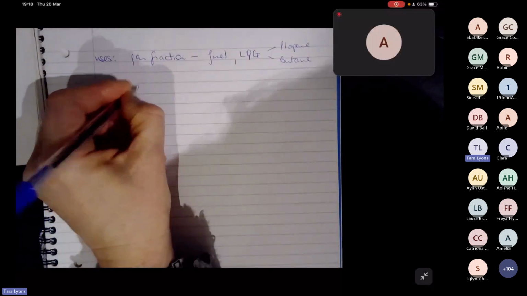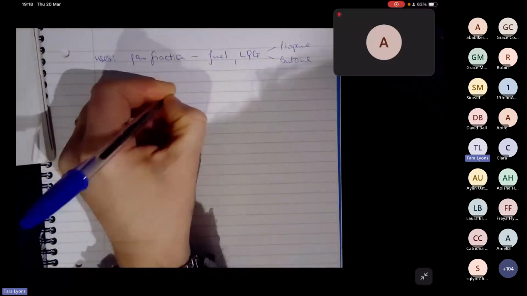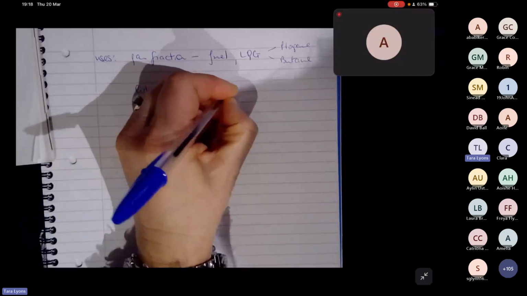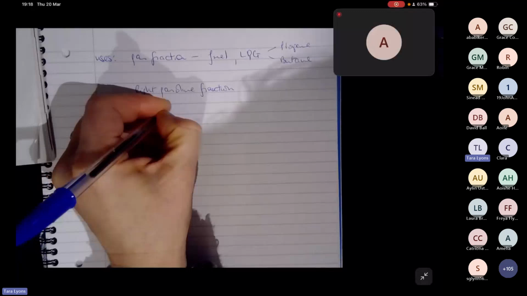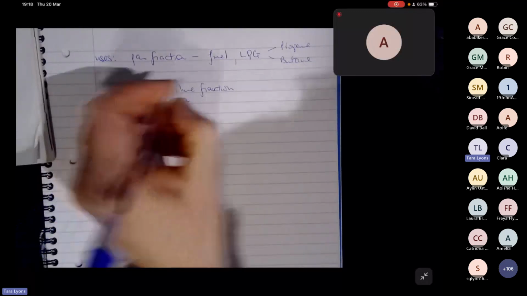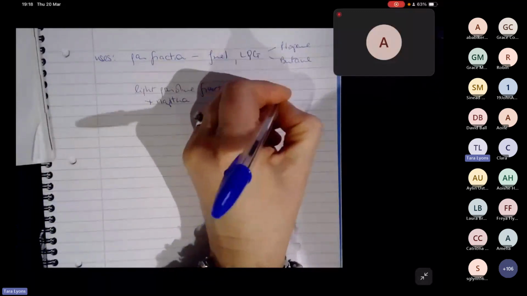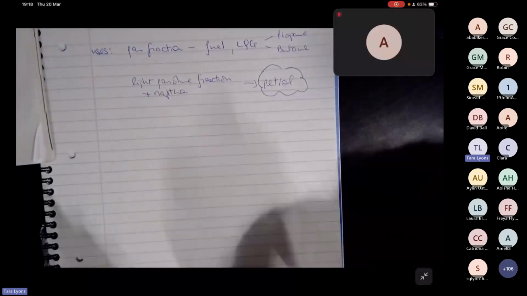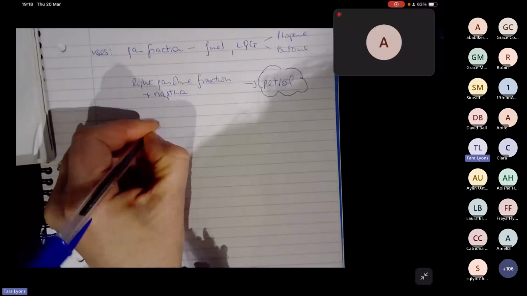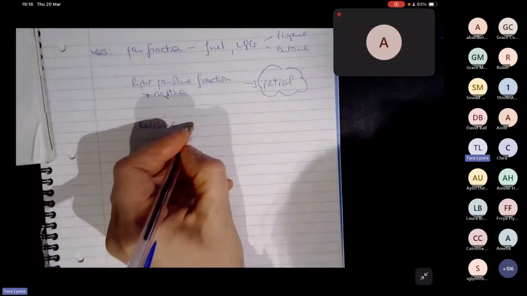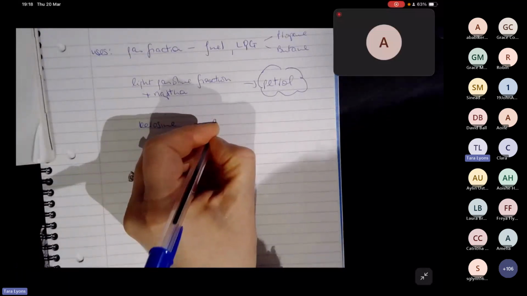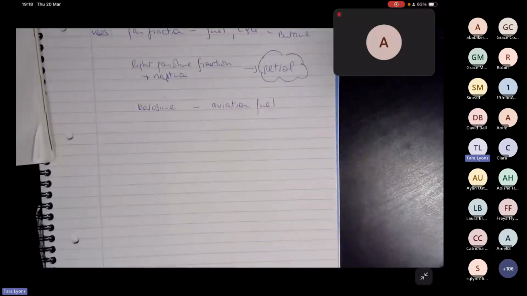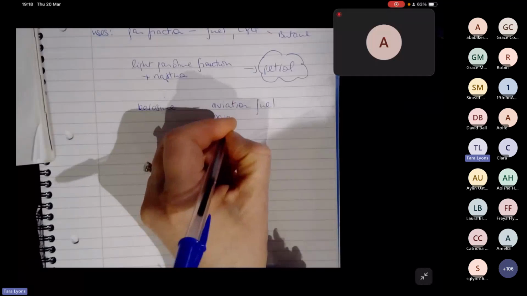Underneath that, we had the light gasoline fraction and naphtha. The light gasoline fraction and naphtha fraction are very important because that's where we get petrol from. So they give us petrol, and we need to learn all about petrol in a while. So that's going to be really important there. Kerosene. Your kerosene fraction, folks, is where we get aviation fuel. So airplane fuel. Our aviation fuel is in our kerosene fraction, and paraffin oil.